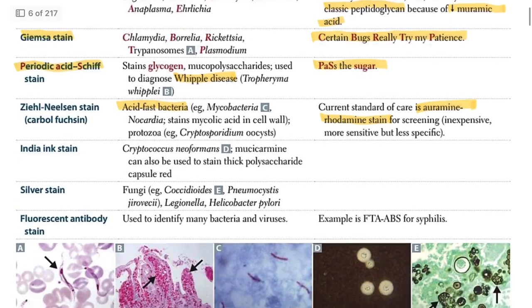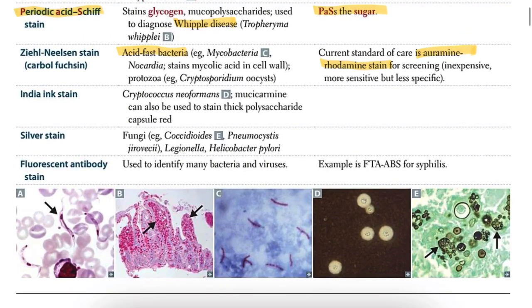Next we can see here the India ink stain. This India ink stain mostly focuses on the capsule. It will show the capsule. If you are seeing this image here, it is showing Cryptococcus neoformans. You can see a clear halo around the yeast against a dark background. As an alternative stain we can use mucicarmine, where the capsule stains red in color.